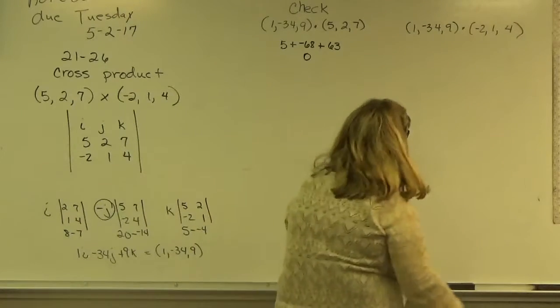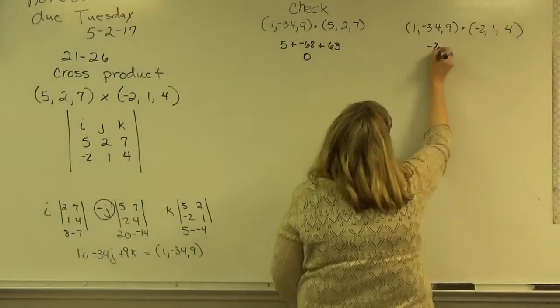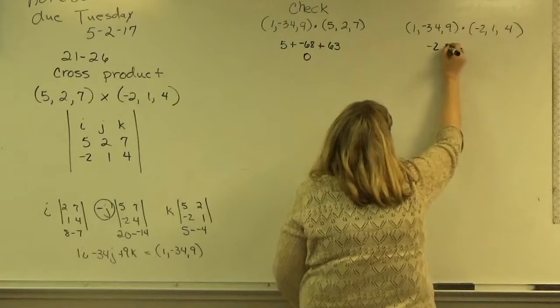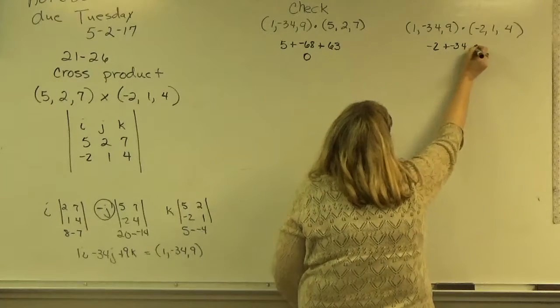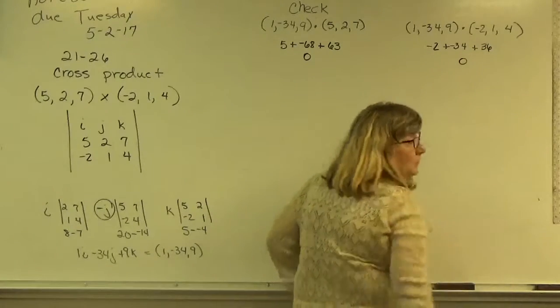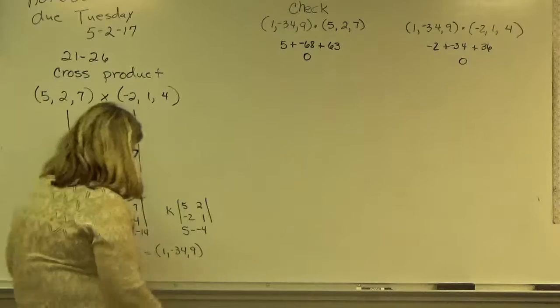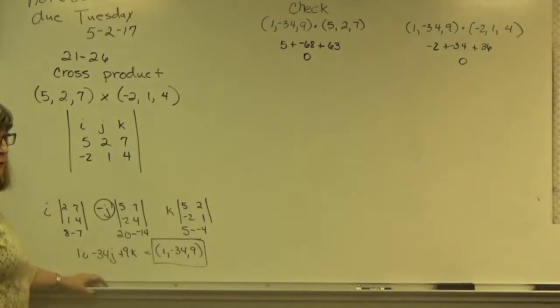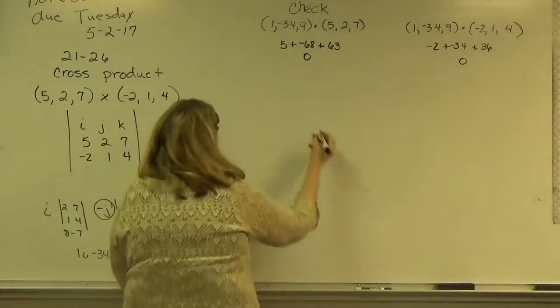Hopefully the next one is. So we have a -2 from 1 times a -2. -34 times 1. And 9 times 4, and again, we get 0. So what's that tell you? This answer is correct, because it was perpendicular to both of them. Okay, next example.